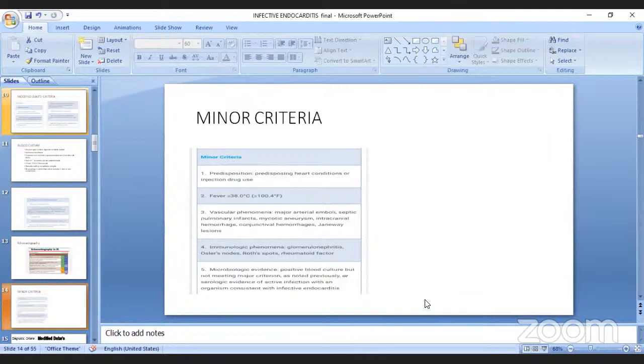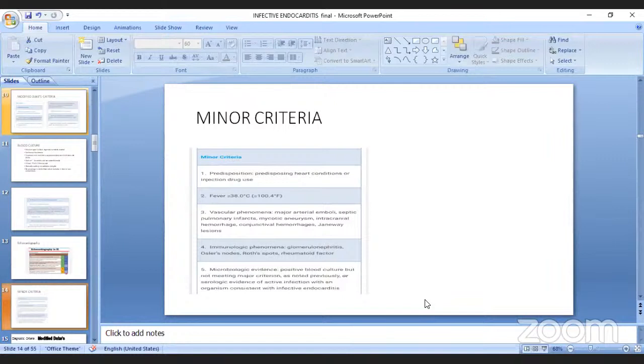And what is a vascular phenomena? That means there is a major arterial emboli, there are septic pulmonary infarcts, there is a mycotic aneurysm, there is intracranial hemorrhage, there are conjunctival hemorrhages, there are Janeway lesions. So always remember that Janeway lesion is a part of a vascular phenomena.